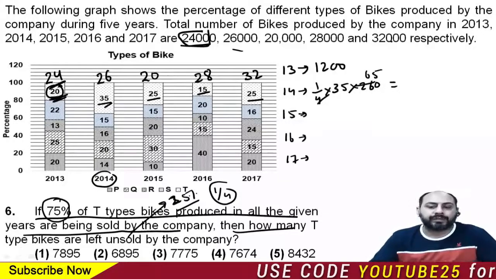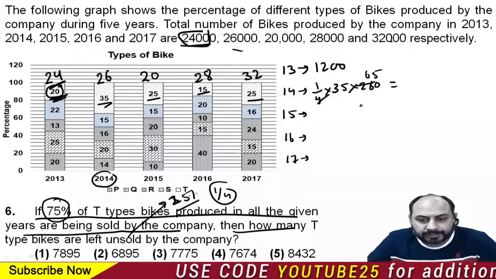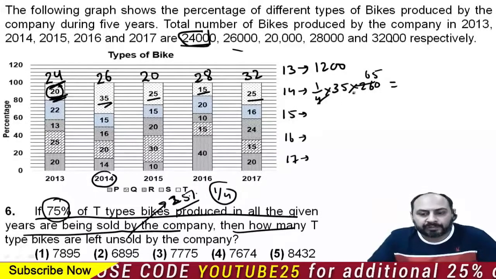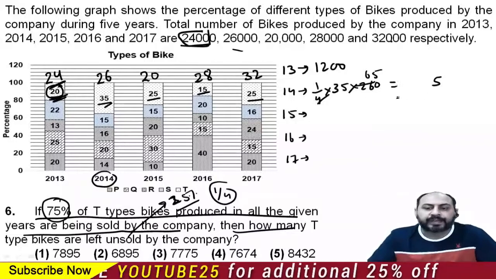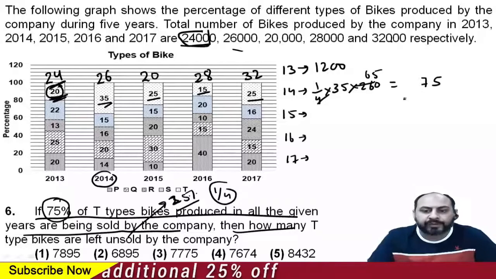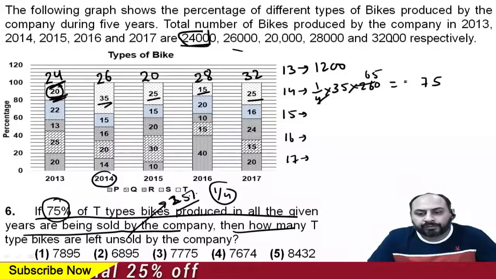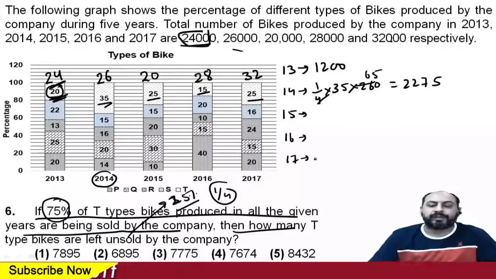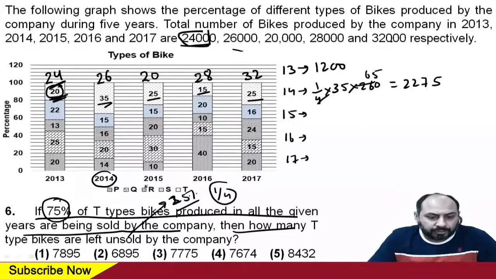65 into 35. So you can do this math, right? So 65 into 35 is how much? 5 5s are 25, 5 carried over, 2. Then we have 30 and 15, 45 and 2, 47, carried over 4. 6 3s are 18 and 4, 22. 2275, right?